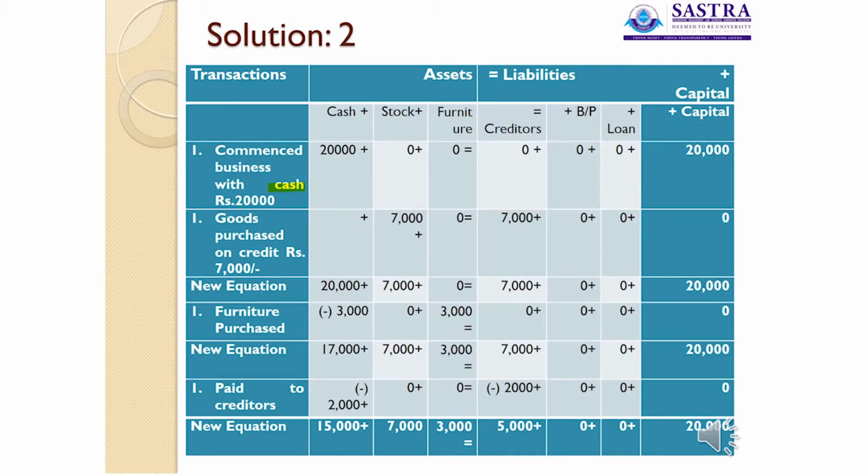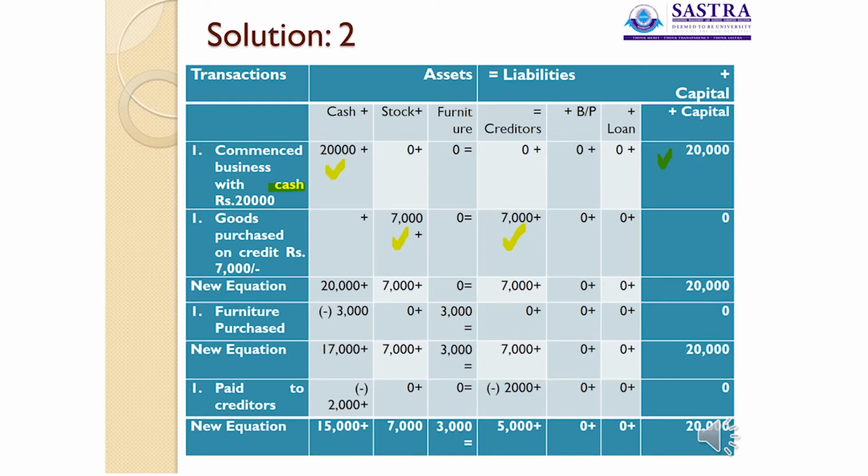Here cash value increased, so plus 20,000. Stock, here there is none. Capital is also increased, plus 20,000. Then the next one is goods purchased on credit, rupees 7,000. Here stock value increased, rupees 7,000. So automatically creditors value is also increased, rupees 7,000.